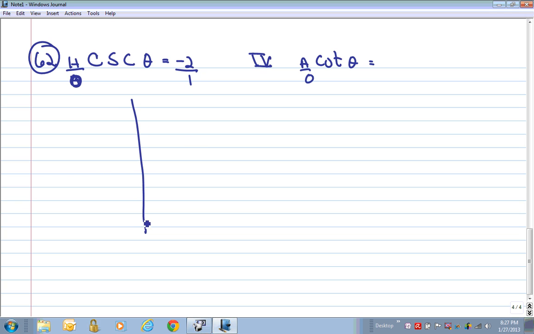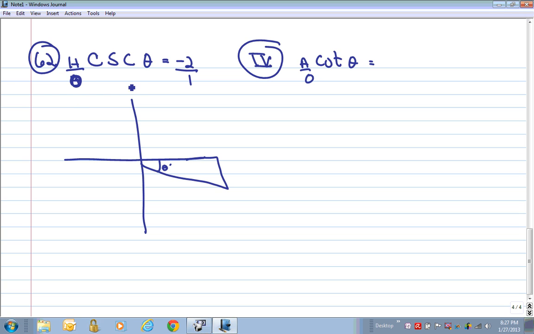So we're going to draw our grid. We were told we were in quadrant 4, so draw a fourth quadrant right triangle. Here's our theta, our reference angle. All right, so they tell us that cosecant is -2 over 1, which is hypotenuse over opposite.